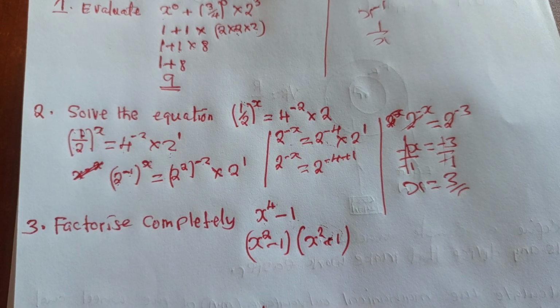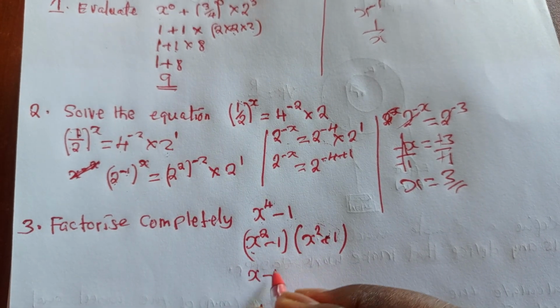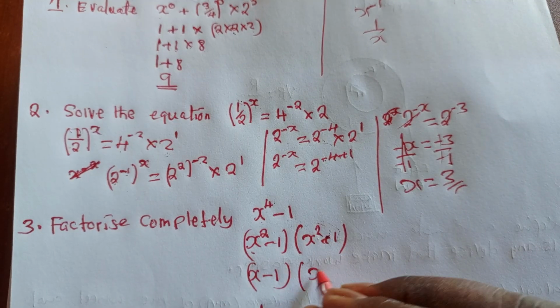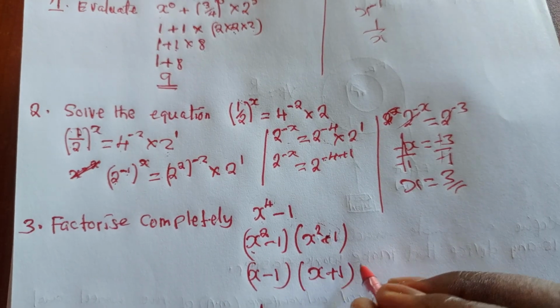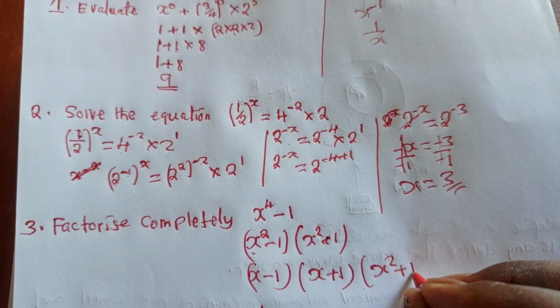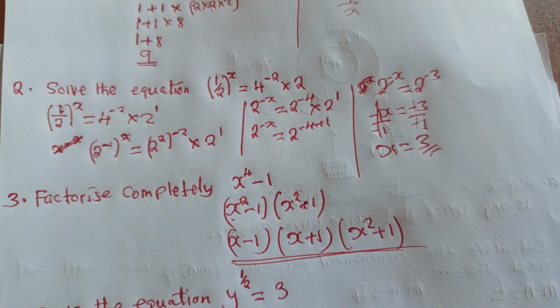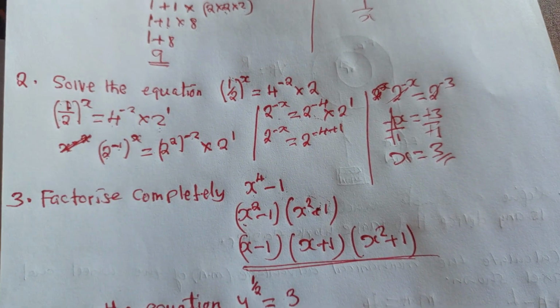Difference means minus, unless you had a negative here, in which case we could factorize it further using the difference of 2 squares. So this one will proceed. You say x minus 1, again like this, x plus 1. Then we maintain the last part, which is x squared plus 1. So this will be our final answer for this question. Hope it's very much clear.